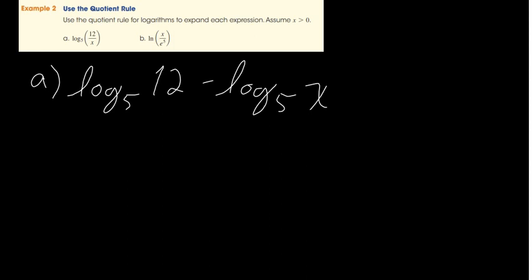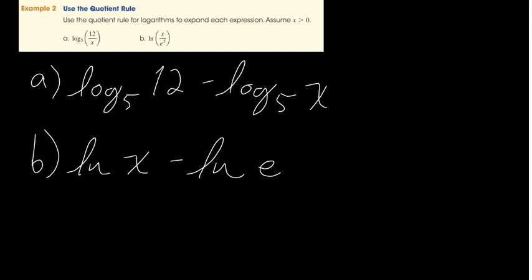Is there a relationship between 5 and 12? Well, no, not really. So we can just leave that as is. Next up we have natural log of x and then minus natural log of e to the 5th.